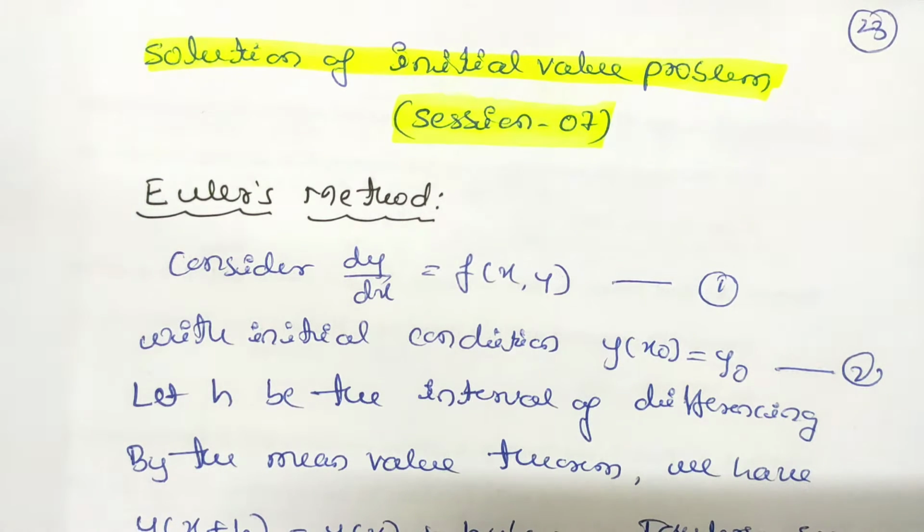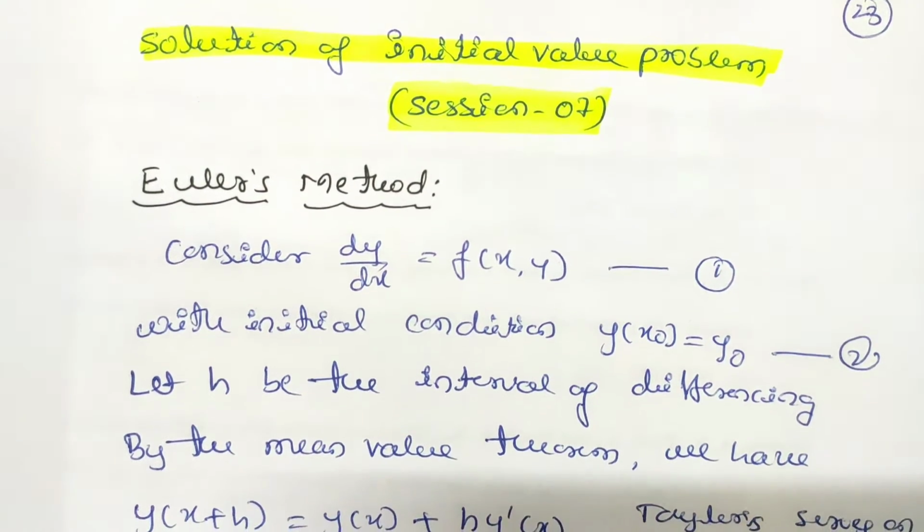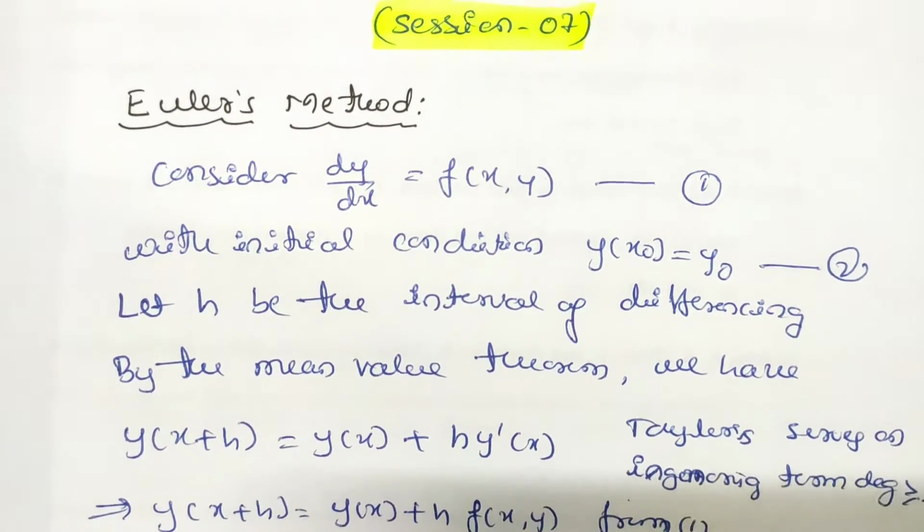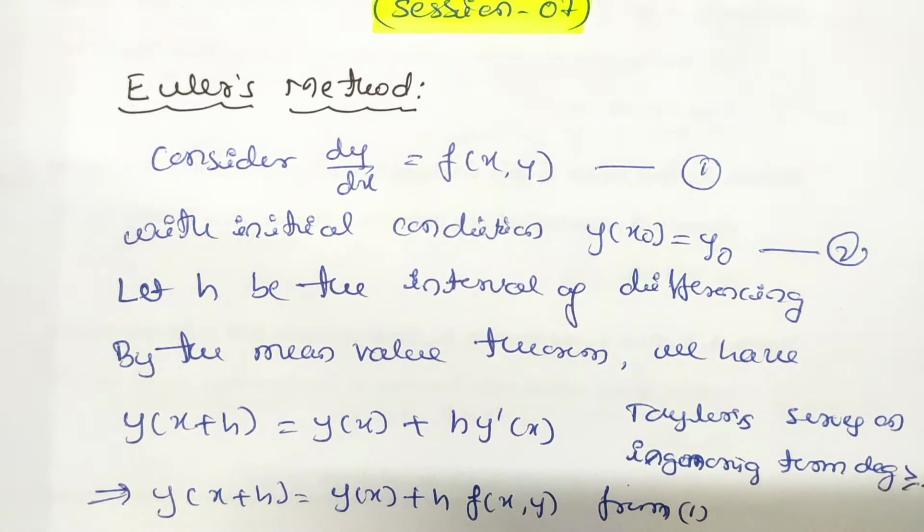So consider dy by dx equals f of x, y with the initial condition y at x naught equals y naught. Take this as the first equation, f of x, y, and y at x naught as the second equation. Let h be the interval of differencing.